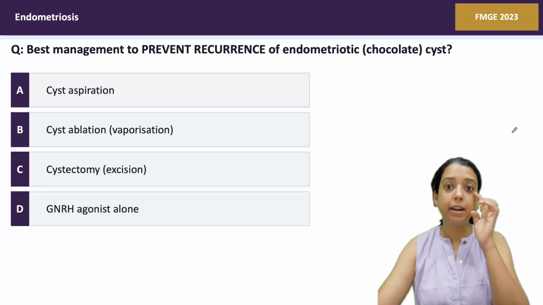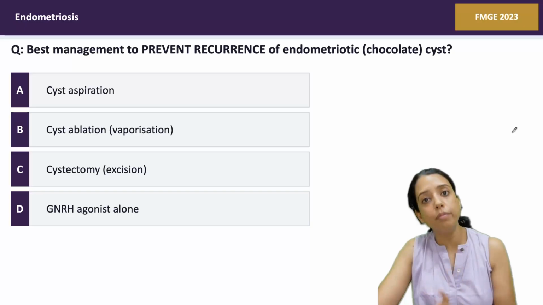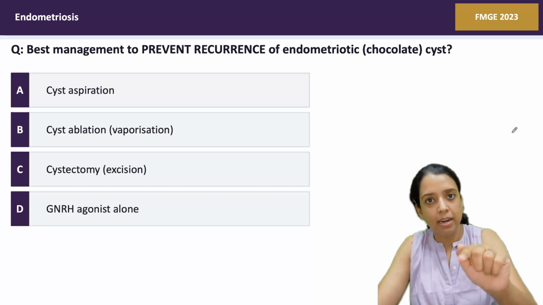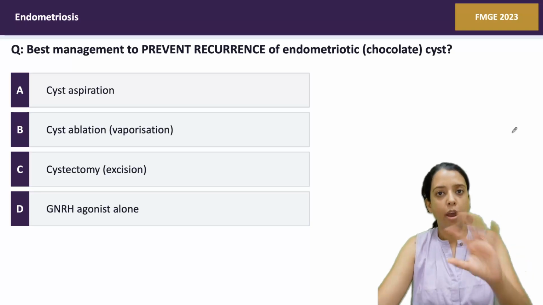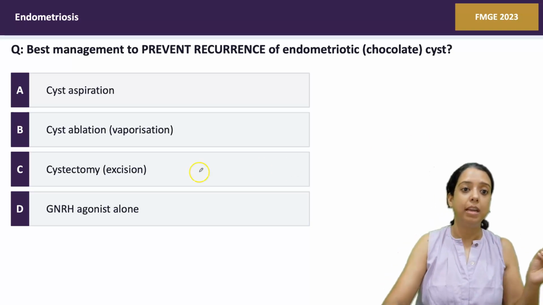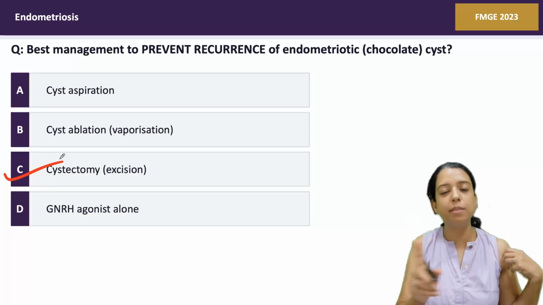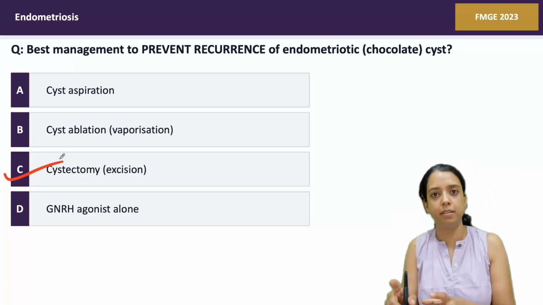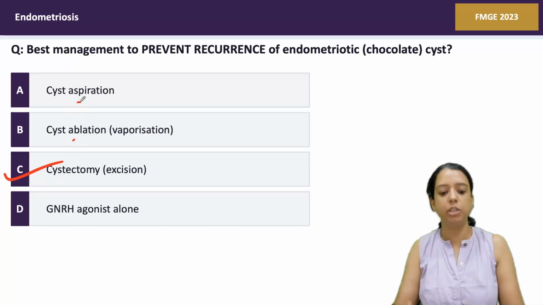Best management to prevent recurrence of endometriotic cyst, also called chocolate cyst. Remove the cyst. Just by drilling a hole and sucking it, the cyst will form again. You have to do the cystectomy. You do not do oophorectomy. Oophorectomy is not done. Don't remove her ovaries. Only cystectomy is done. Cyst ablation or aspiration will result in cyst formation again.